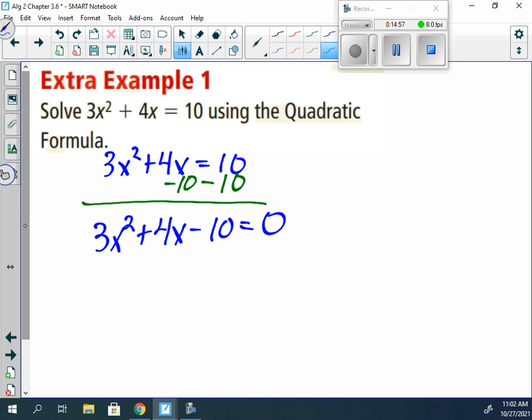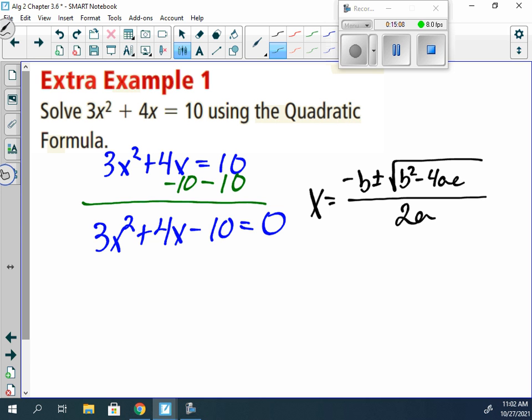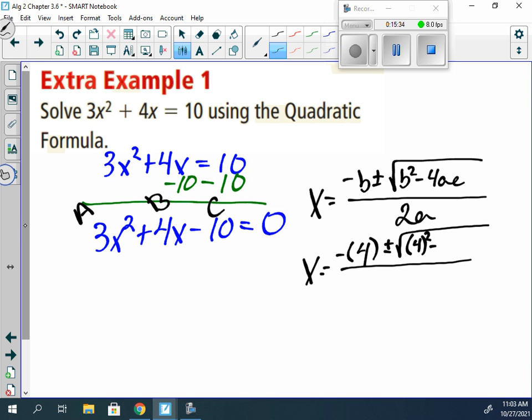x is equal to negative b plus or minus the square root of b squared minus 4ac all over 2a. Well, what's the value of b? Four. ax squared plus bx plus c. So b is 4 plus or minus the square root of 4 squared minus 4.